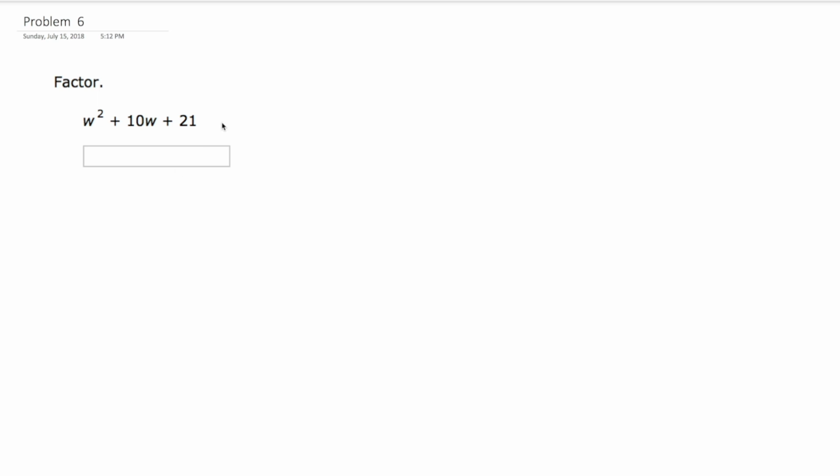Okay, so this thing right here, like w squared, is what's called a monomial. So w would also be a monomial. So would 5. And if you have a w squared plus 5, you know what that's called? It's called a binomial.